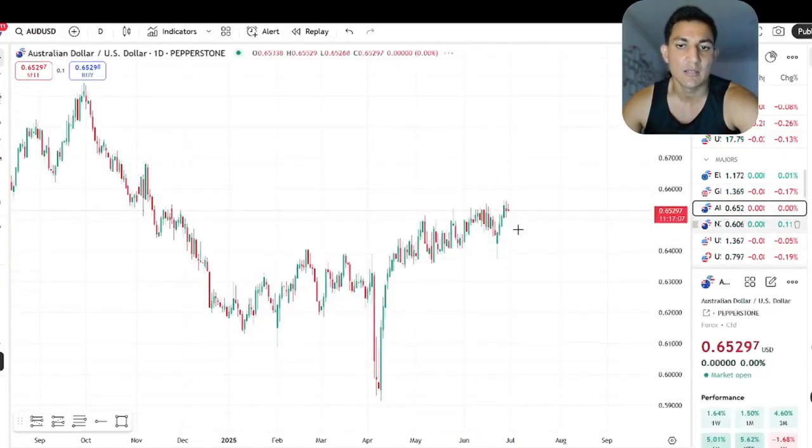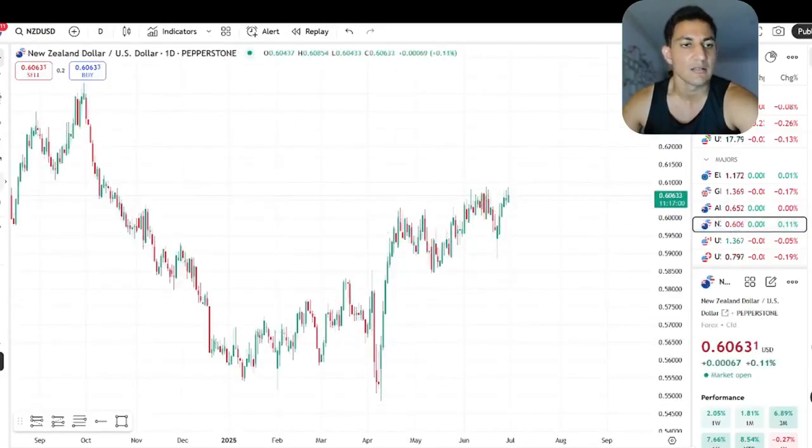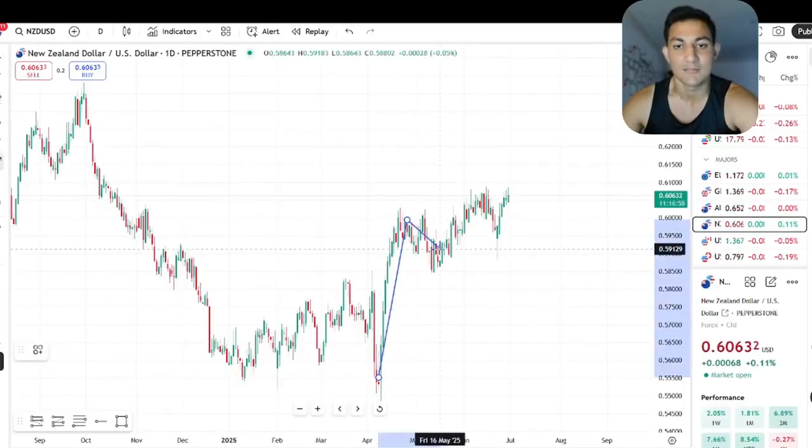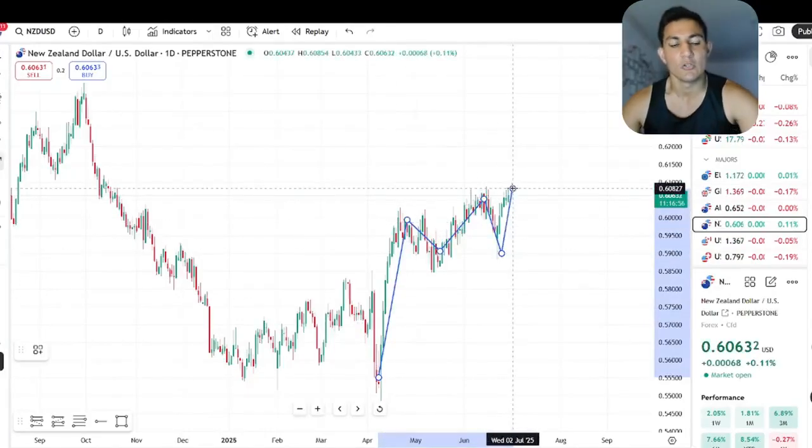NZD USD, a bit more. If you look at AUD, what do you have? AUD USD and NZD USD. The New Zealand dollar is slightly more bullish, but really, that does not mean to trade it. That does not mean to trade it. So here's NZD USD.